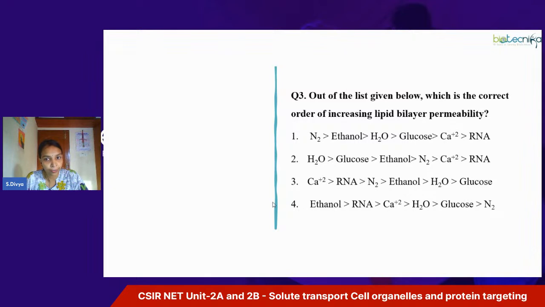Are you able to identify the lipid bilayer permeability? So among these components, which do you think is highly permeable to lipid bilayer? Is it glucose? Is it a water molecule? Is it a biomolecule, ions, gases, etc.?